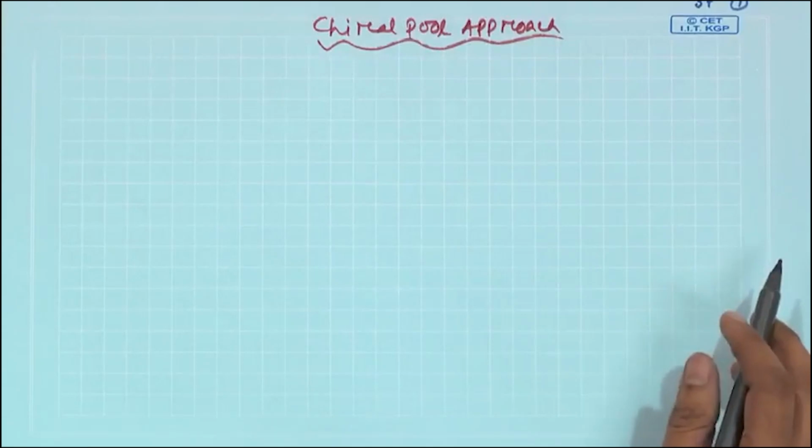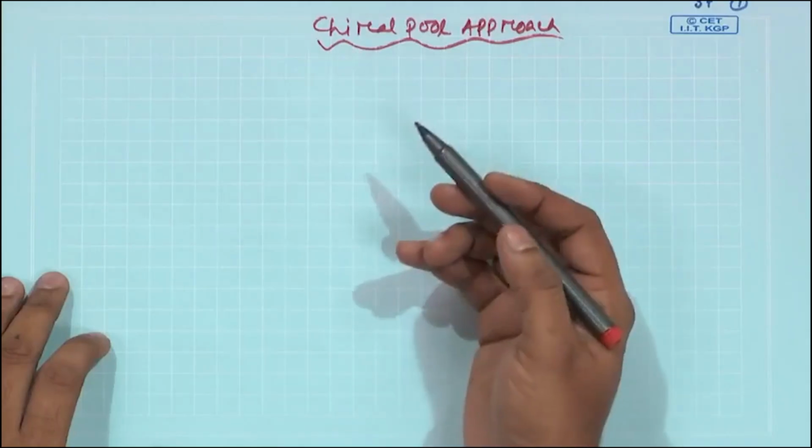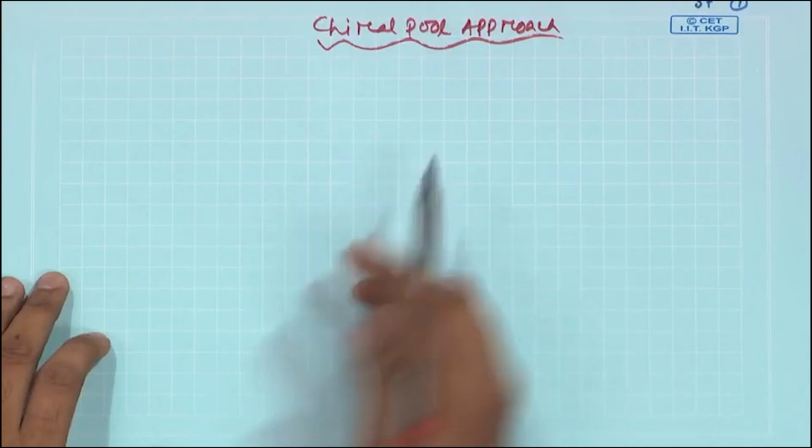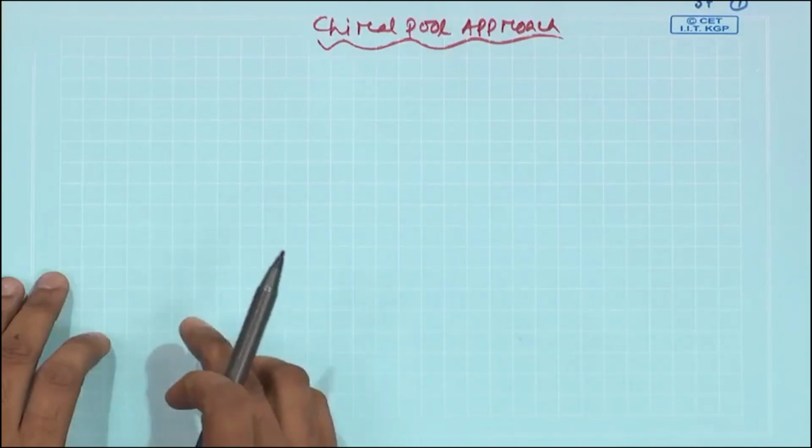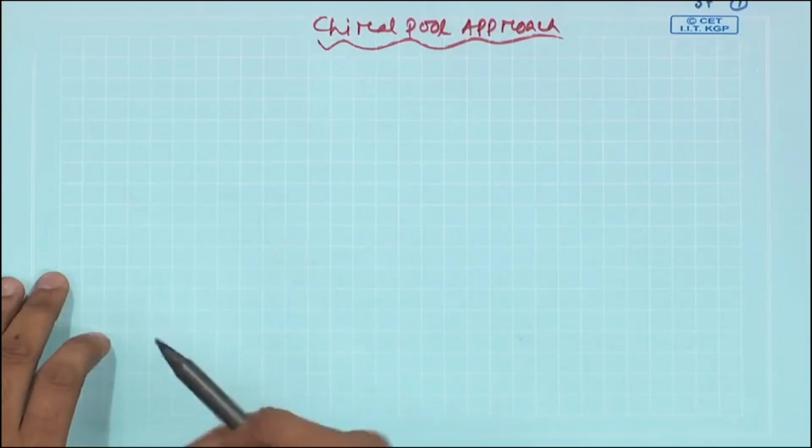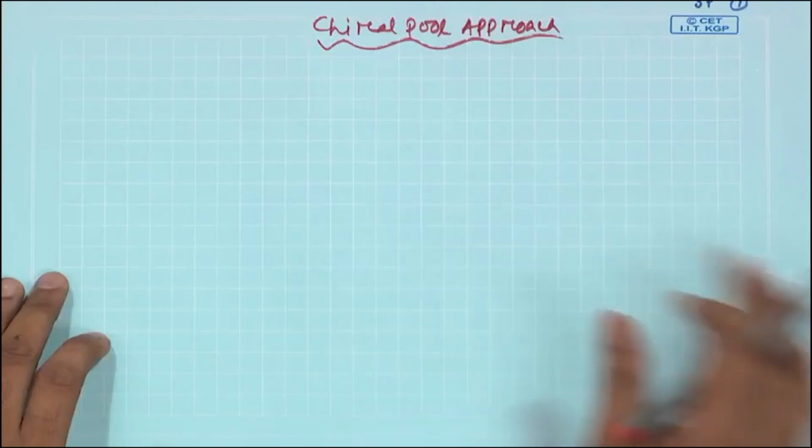So, welcome back students. Last class we were discussing the chiral pool approach, and we said that we will be trying to complete the stereochemical strategies, and hopefully today we will be able to do it. We will just discuss the chiral pool approach, and then we will give you one example where you start with achiral compounds and how to create new stereocenters on that one.